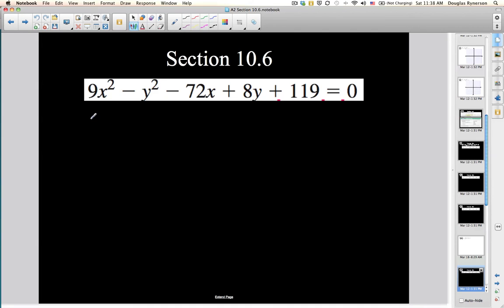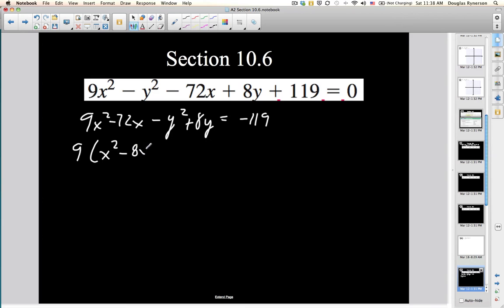So one last example, I am again going to put my x's and my y's together, so 9x² - 72x - y² + 8y = -119. I'm going to put these guys into groups, and also I'm going to factor this 9 out of both x terms. So I'll have 9 times (x² - 8x) minus, now when I put parentheses on here, I'm going to change sign, so minus y² becomes plus y², and plus 8y becomes minus 8y, equals negative 119.